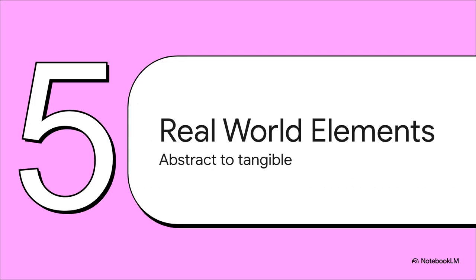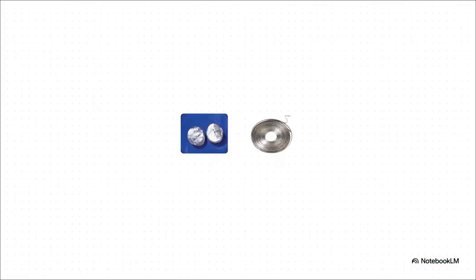And finally, Section 5, Real-World Elements, from Abstract to Tangible. So, we've talked a lot of theory. How do these microscopic rules dictate the physical reality that we actually touch and see every day? Well, take sodium, for example. It's a group 1 element. With just one lonely outer electron, it desperately wants to get rid of it to become stable. This makes it so violently reactive that it literally has to be stored in oil.